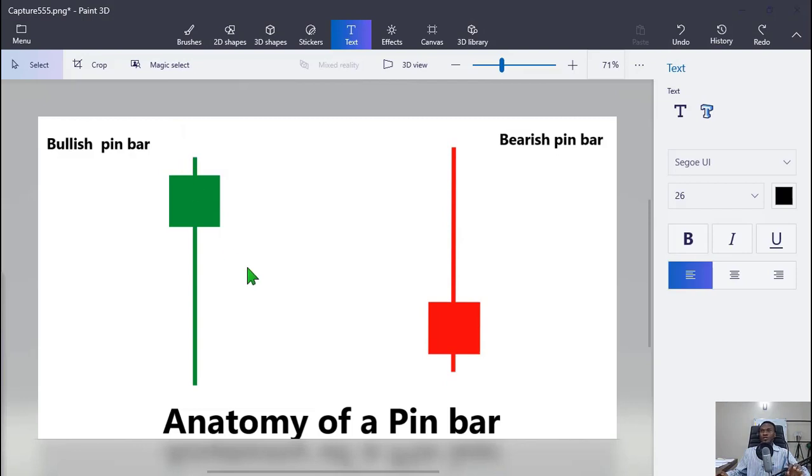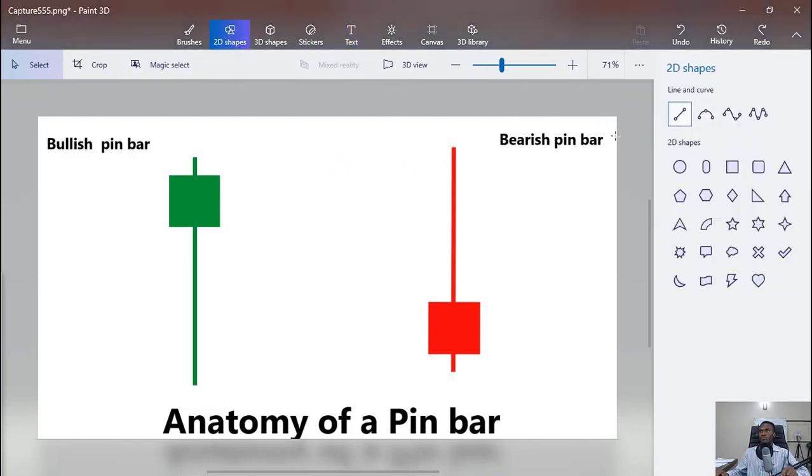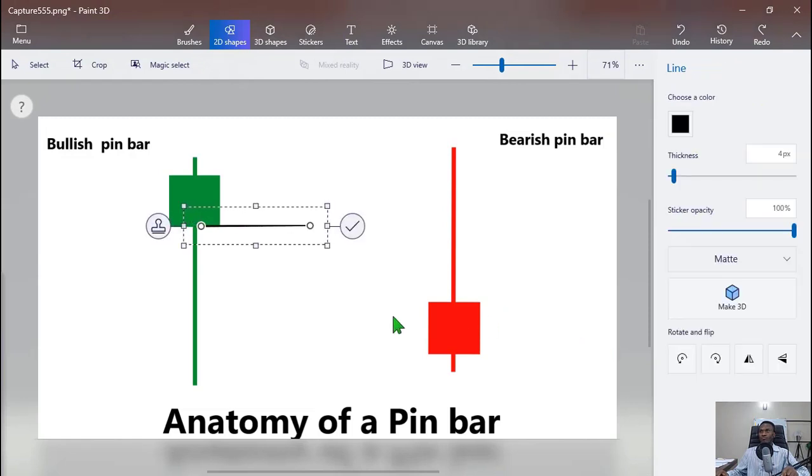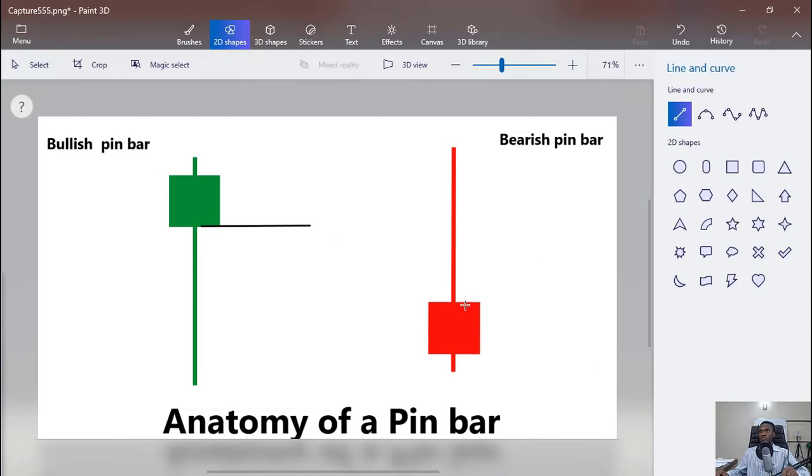So here is the pin bar once again. I'm going to show you the opening, the closing, and the price movement on this bar. From this level structure right here, here is the opening of this bar. Let's quickly label this bar. This is the opening level. You can see that.